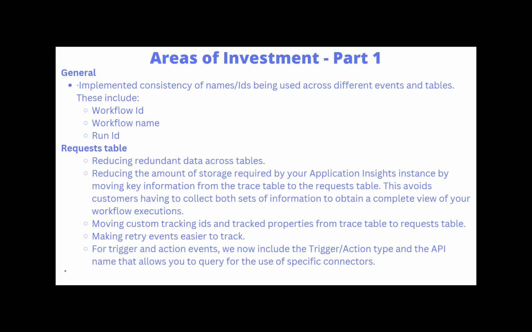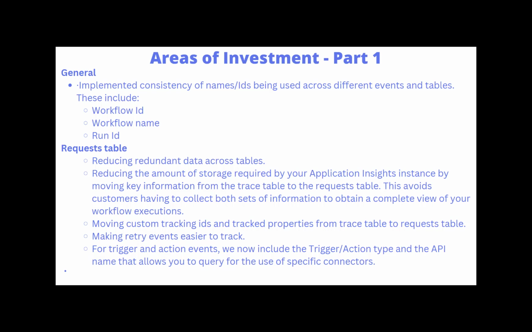Next up, the requests table. What we're doing is we've reorganized the way data is captured, and what this ultimately allows you to do is reduce redundant data across tables. Now, what I mean by this is, in the initial version, or the current GA version, of App Insights integration with Logic Apps, you kind of need to use both the requests and the traces tables in order to paint the complete picture. And especially if you think about the client tracking IDs and the tracked properties.